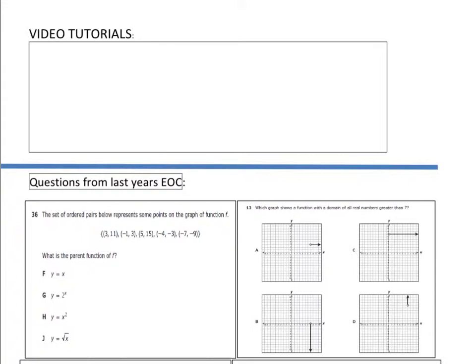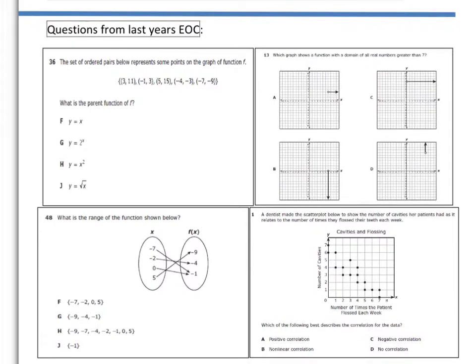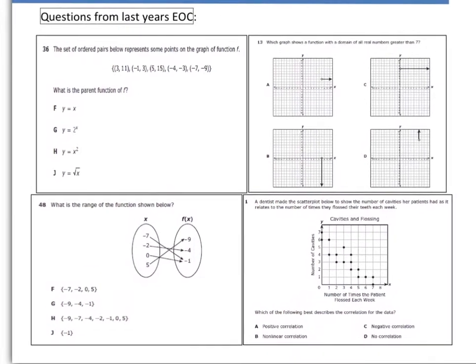Like I said, for discrete information, you can go get that from the A102. All right, so questions from last year's EOC, 36, 13, 48, and 1. There were 4 questions from this category. 36 is a parent function question, which I'm going to explain in just a second. 13 is a domain and range. 48 is a domain and range. And number 1 is it a positive, negative, or no correlation? Like I said, you got a video on number 1 in the videos to follow. 48 is also kind of included on there.